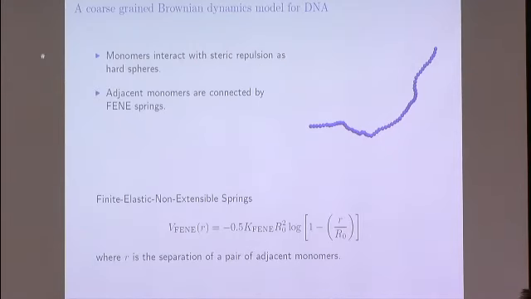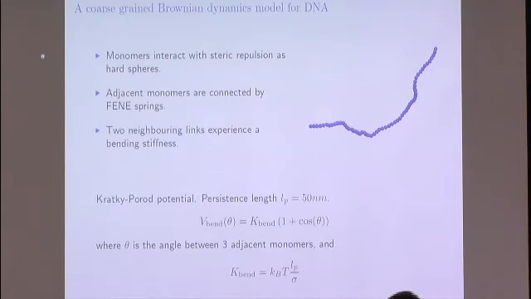The adjacent monomers are connected by strings, so finite elastic non-extensible springs. That just means they can't move further apart than some distance r0. Every two neighbouring links experiences a bending stiffness. So we use a Kratky-Porod potential, and we choose parameters so that there's a persistence length of about 50 nanometers. This is right for naked DNA. So it's a standard model of DNA as a simple polymer.